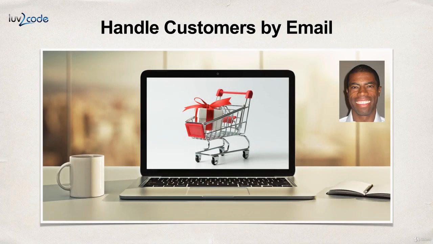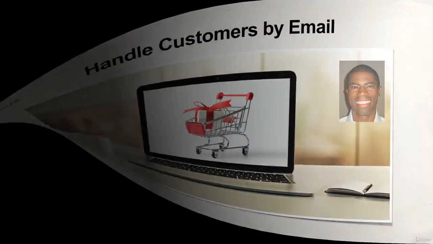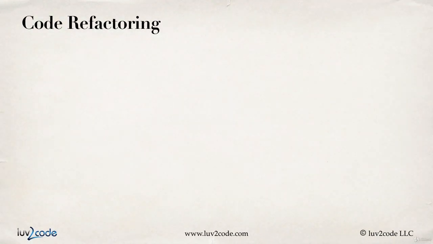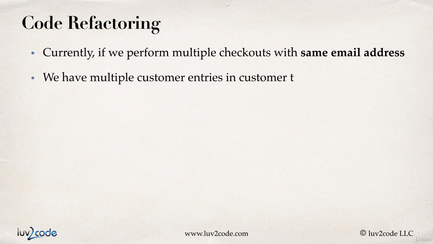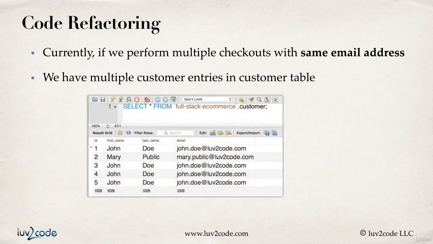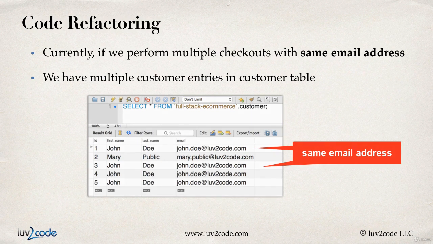In this video, we're going to handle customers by email. So we need to do some code refactoring. Currently in our application, if we perform multiple checkouts with the same email address, then we have multiple customer entries in the customer table. And you may have seen this already. So in this example, John Doe made multiple checkouts, and so now we have multiple customers. And we want to clean this up and refactor the code to only have one customer.